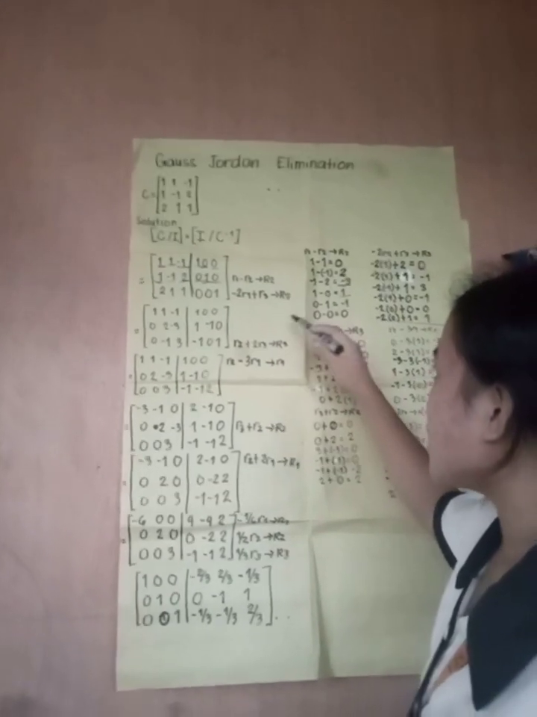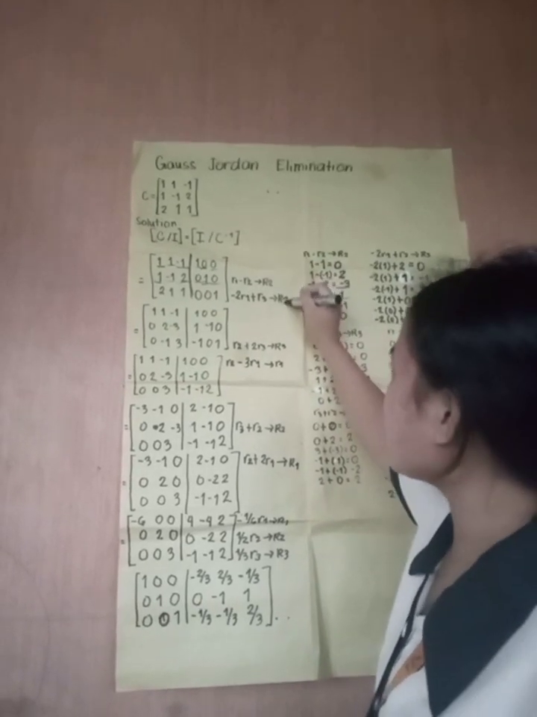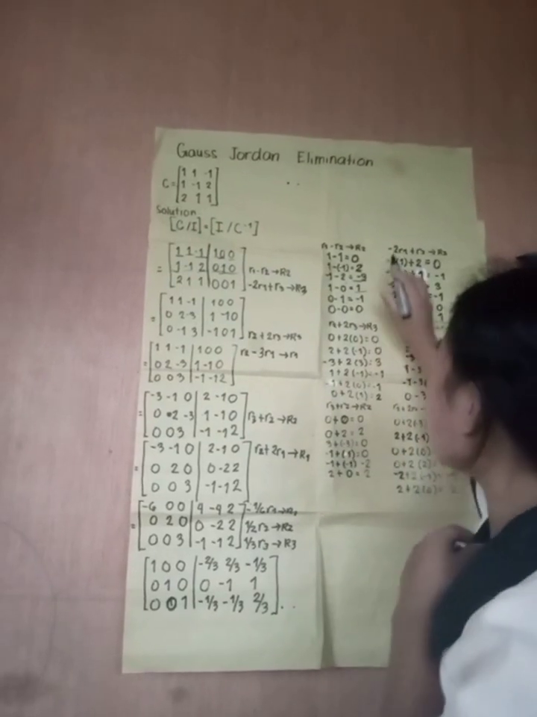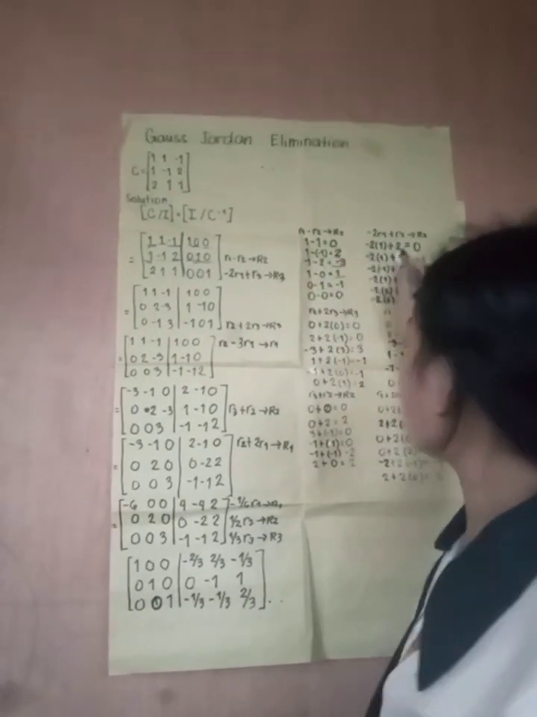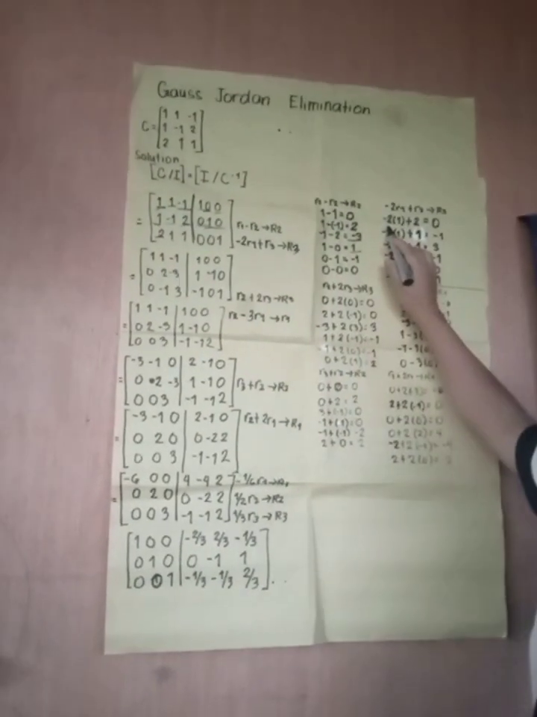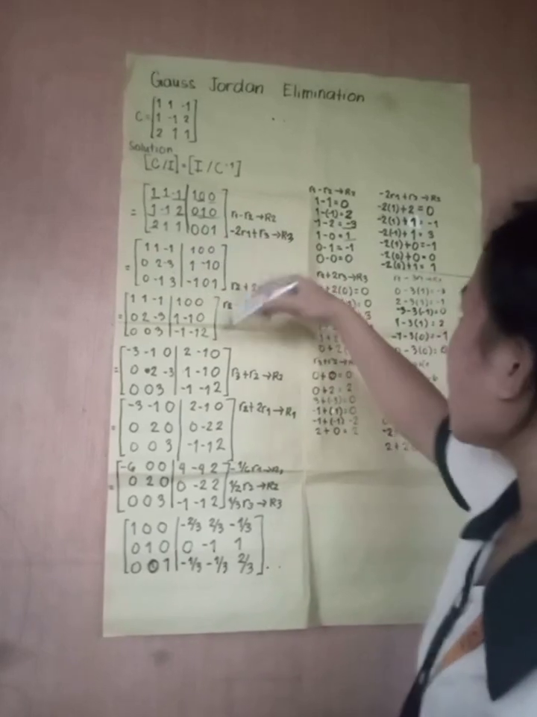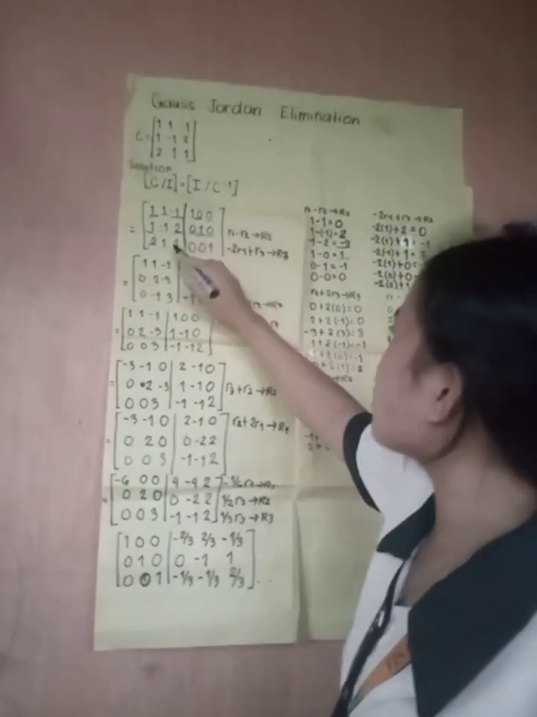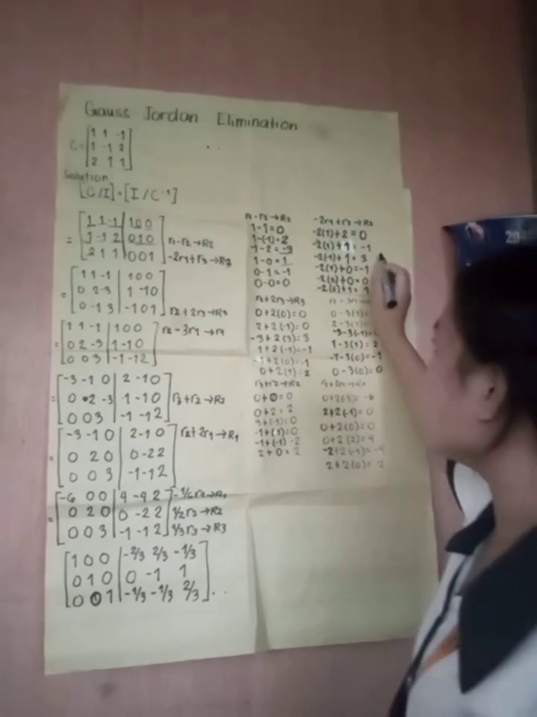So it will be row 3. So we will multiply negative 2. Then our row 1 is 1. Then our row 3 is 2. So negative 2 times 1 plus 2, the result is 0. So in the second column, we have row 1 is 1. Then our row 3 is 1. So negative 2 times 1 plus 1, the result is negative 1.